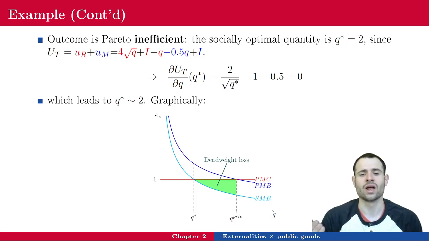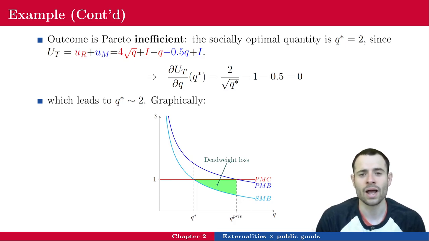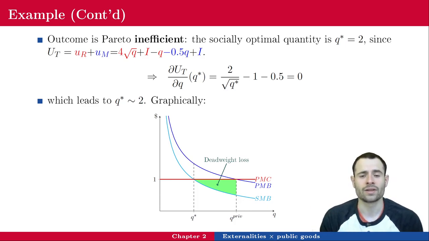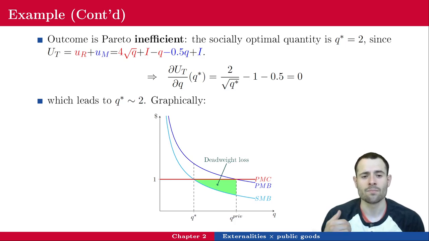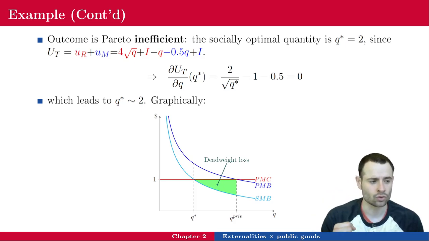So it really depends on how the problem is being framed. But here, we don't need to know the supply of the cigarette producers. We are just looking at consumers. The price is taken as given. It's equal to $1. And if Rick does not take into account May's utility, Rick is going to smoke too much. Too much as in, it would not maximize total surplus.